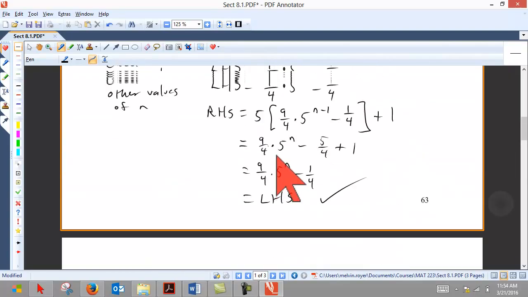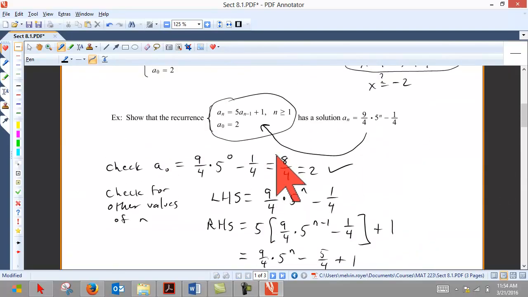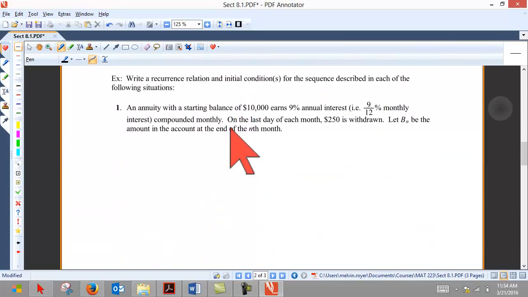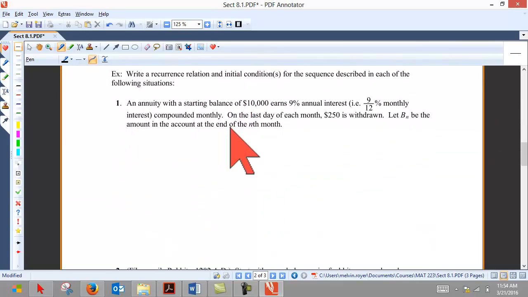By the way, this expression is called the recurrence relation. To recur, like the a sub n reoccurs, it comes back again on the right-hand side. And this starting value, or initial value, is what it takes to get you going. So this question asks to find a recurrence relation and one or more initial conditions to describe the following.